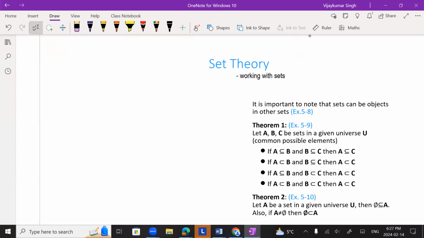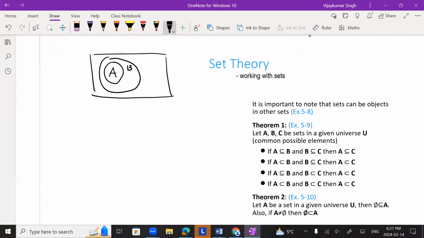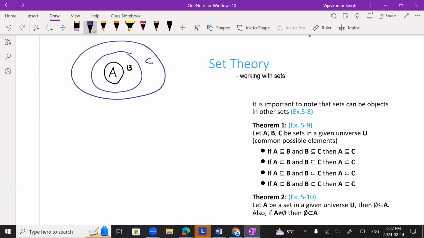They are just one sitting inside the other. So we can have the following. Let's say A is sitting inside set B, and B is sitting inside set C. Then can we say that A is inside set C? So this is a Venn diagram proof of this statement that if A is a subset of B and B is a subset of C, then A is a subset of C.